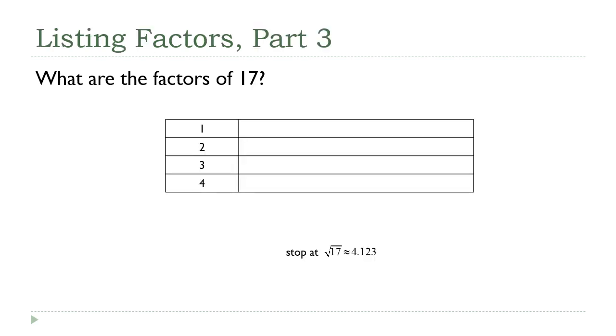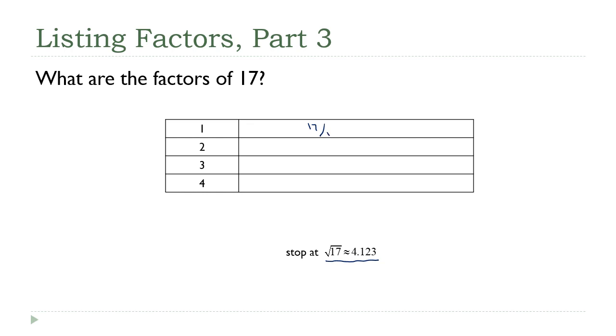So I got one more here for us to look at. I want to think about the factors of 17. And I'm going to use my rule here, right? The square root of 17 is 4.123. So I'm only going to go up to 4. Those are the only numbers I have to check.